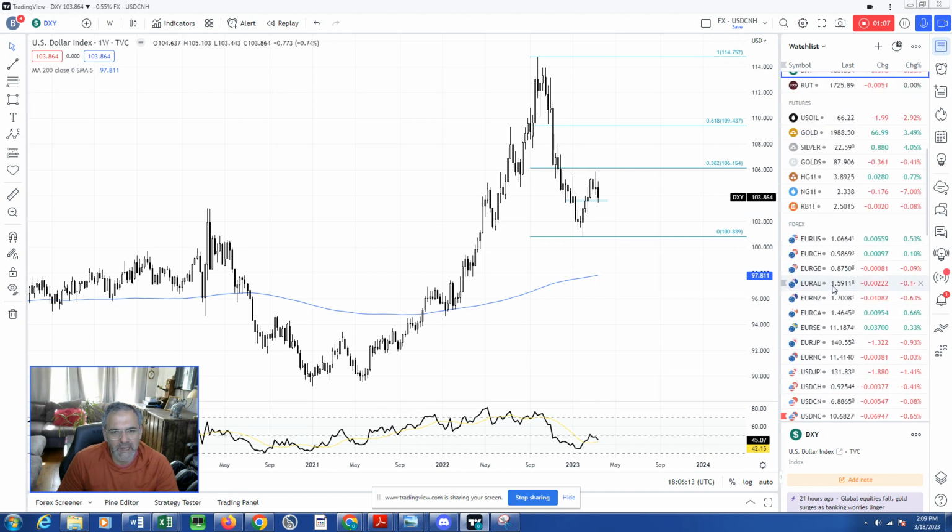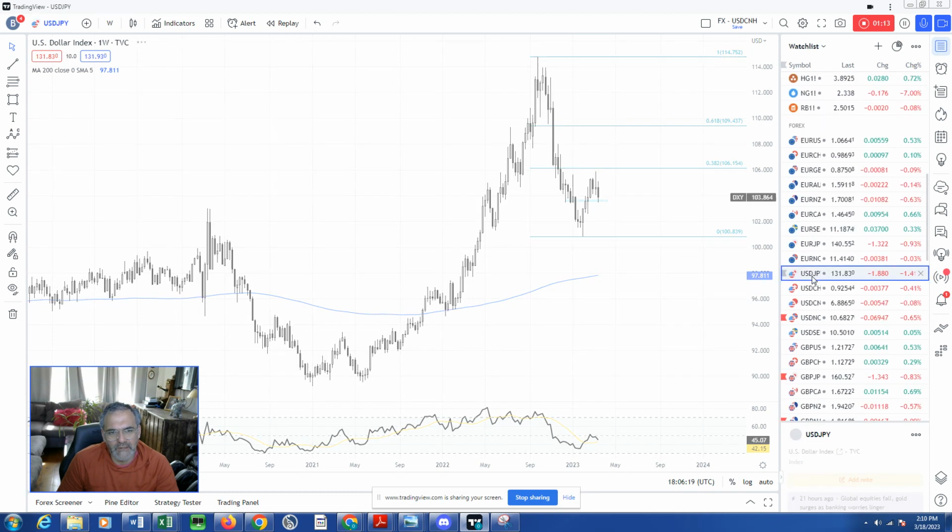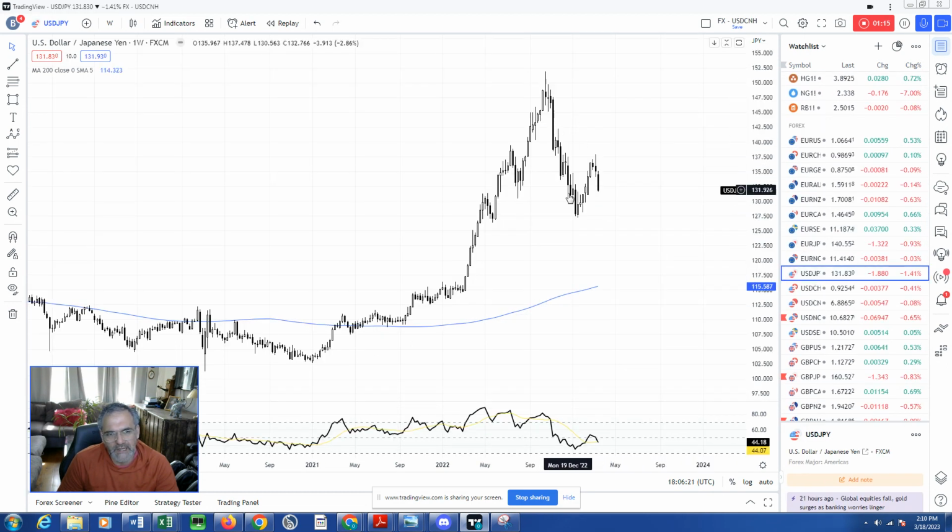There are some dollar pairs that look like the dollar's a little bit offered, specifically dollar yen. If you look at dollar yen and cross yen in particular, you can see here a reversal candle on a weekly. These are weekly charts and continuation. So this does look a little offered.